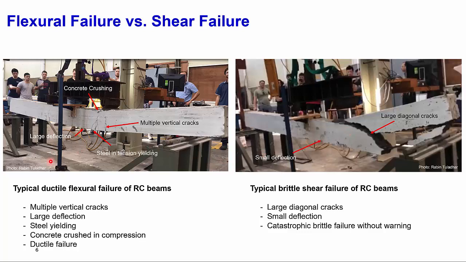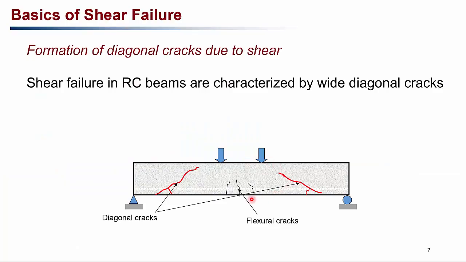Compared to this, the flexural failure that we saw in the previous videos is a very ductile kind of failure. We can see large vertical cracks, and the steel yields before the concrete crushes, making it a ductile failure. If we look at the beam subjected to 4-point loading, the vertical cracks in the maximum moment region are the flexural cracks, whereas the diagonal cracks in the shear span are the shear cracks.